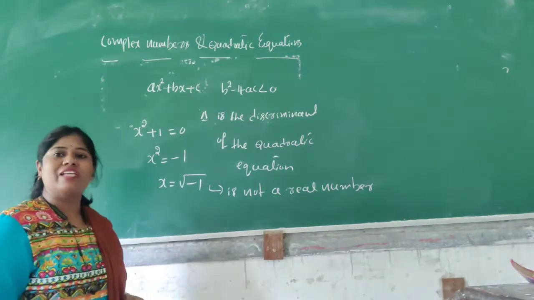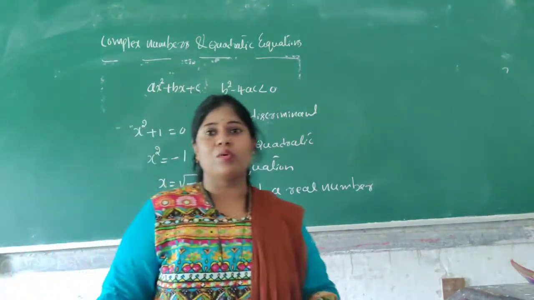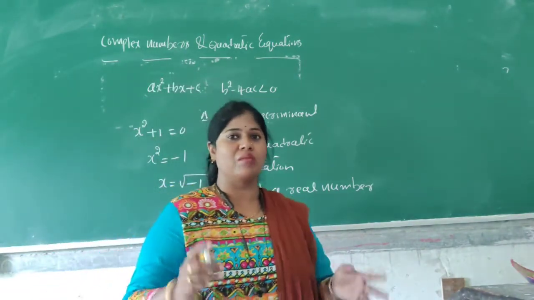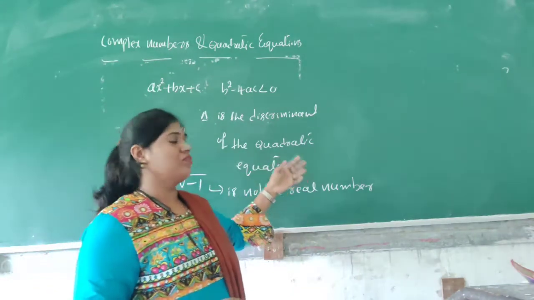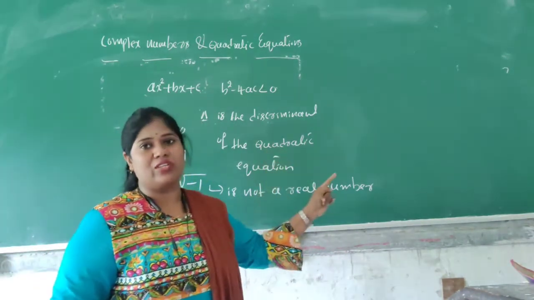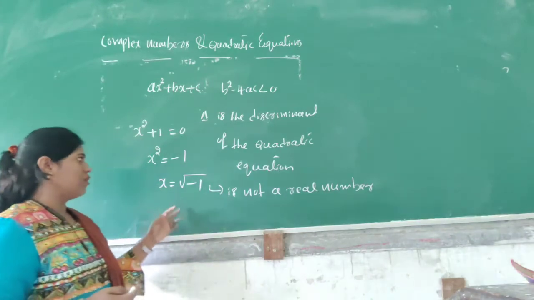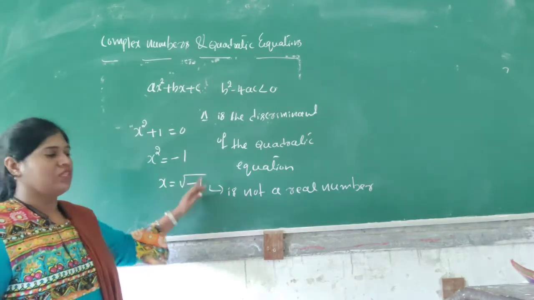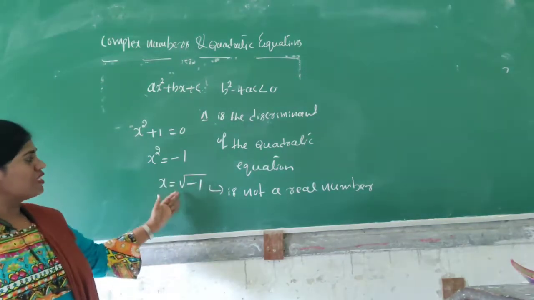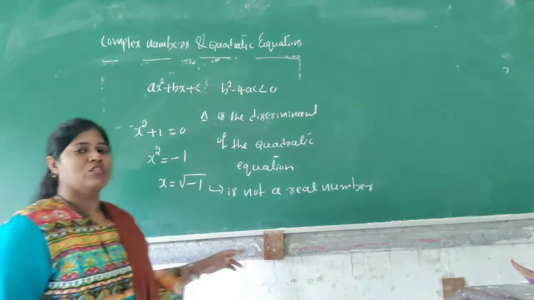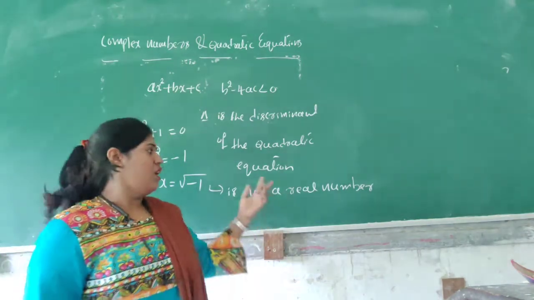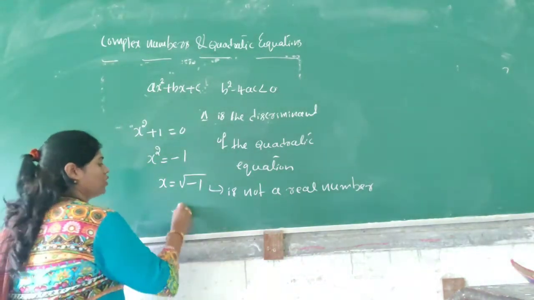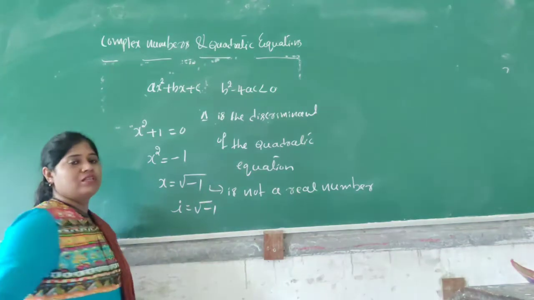So what is an imaginary number? A number whose square is negative is called an imaginary number. This is what led to the invention of the symbol i, which is equal to the square root of minus 1.